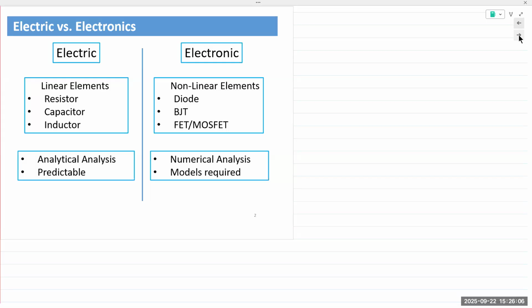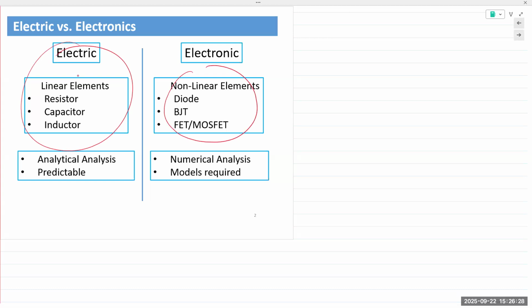So right now, currently, I would say we don't have a clear demarcation or delineation between electric and electronics, but technically we would classify electric as linear elements comprising of resistors, capacitors, and inductors. And then nonlinear elements like diodes, BJTs, MOSFETs, FETs would be classified as electronic devices.